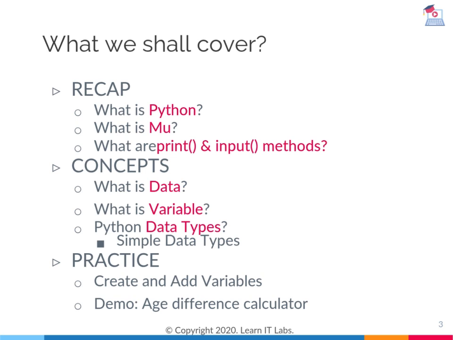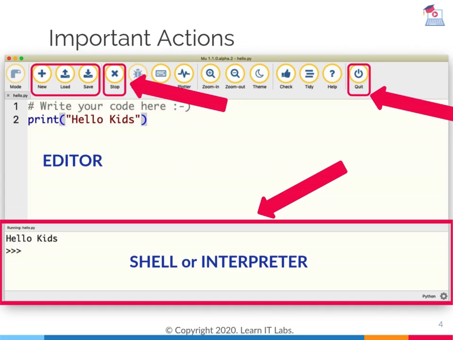What we shall cover, here's our plan for today. Recap: we'll quickly go over a few things we've learned. What is Python? What is Mu? What are the print and input methods? Concepts: then we'll introduce new ideas. What is data? What is a variable? What are Python data types? We'll focus on simple data types today. Practice: finally, we'll put it all to use with some practice. We will create and add variables. We'll do a demo, an age difference calculator.